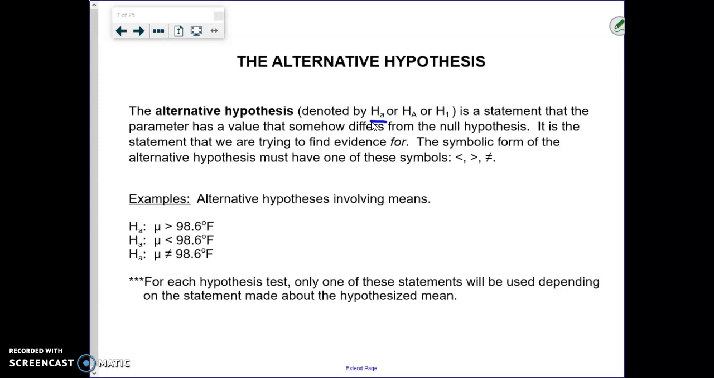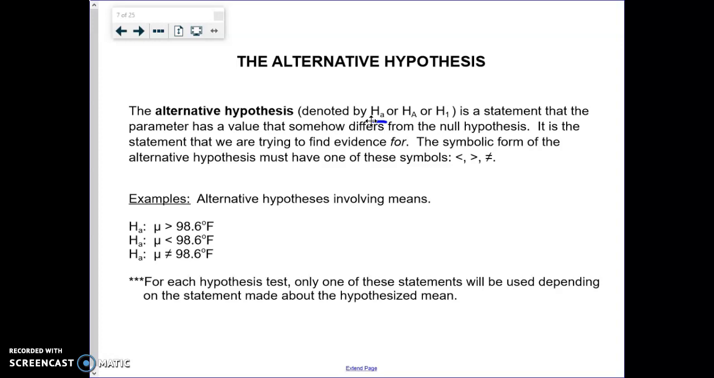You're not going to use all these. You're only going to use one based off any statements or claims that are made. Okay? We may say that the population mean for the average adult body temperature is greater than 98.6. We may say less than 98.6, or we may say it differs or is not equal to 98.6. Again, we're only going to use one of these statements depending on the statement made about the hypothesized mean.